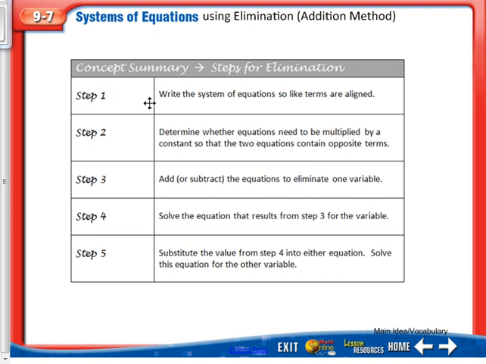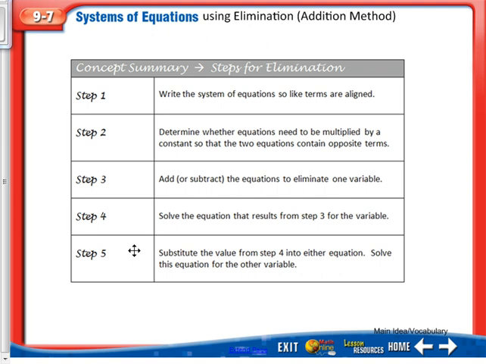So step one, write the systems of equations so like terms are aligned. Step two, determine whether equations need to be multiplied by a constant so the two equations contain opposite terms. Step three, add or subtract the equations to eliminate one variable. Step four, solve the equation that results from step three for the variable that remains. In step five, substitute the value from step four into either equation and solve this equation for the other variable.